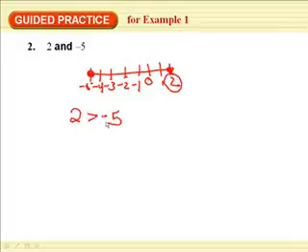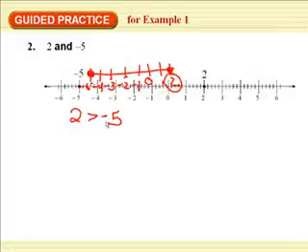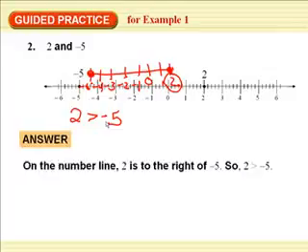A lot of times people forget to look at the signs and they just look at the numbers and they think 5 is bigger. But remember, when you have a negative sign in front of it, the bigger the number with a negative sign, the less that it's worth. And there's theirs, almost right on our number line. So they agree with our statement.